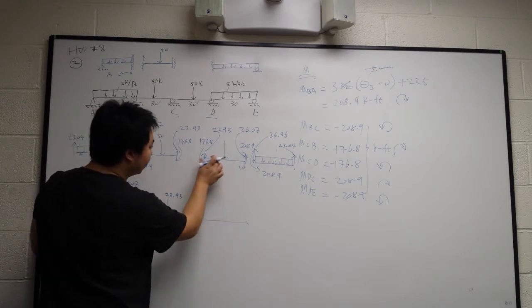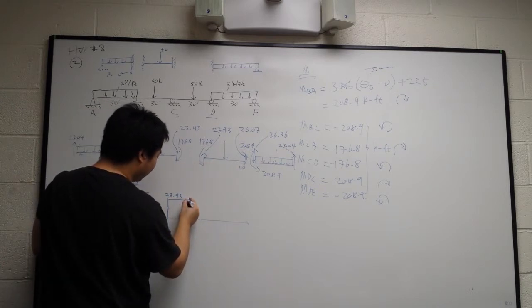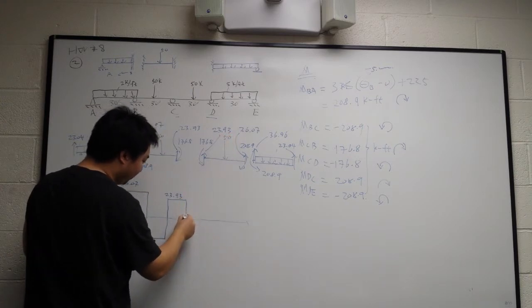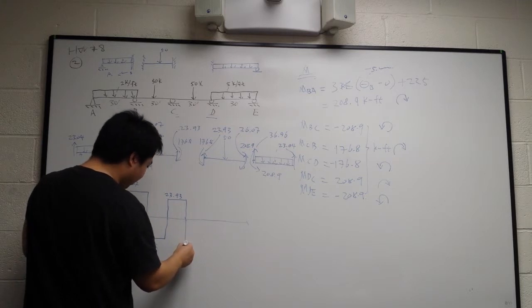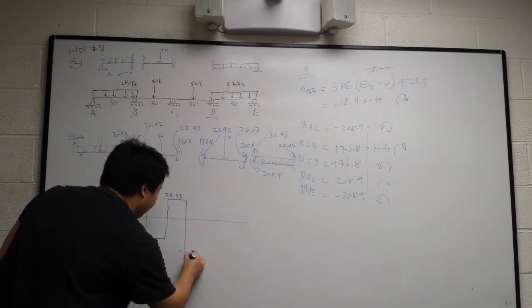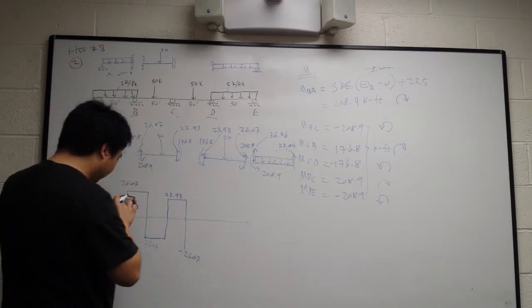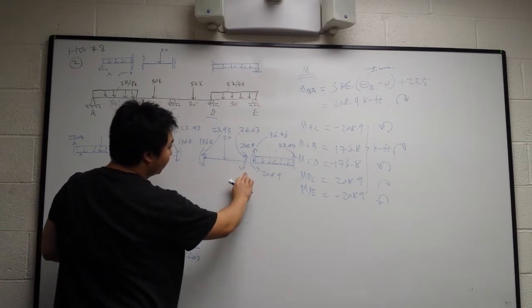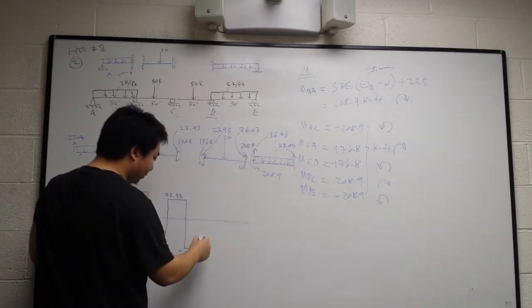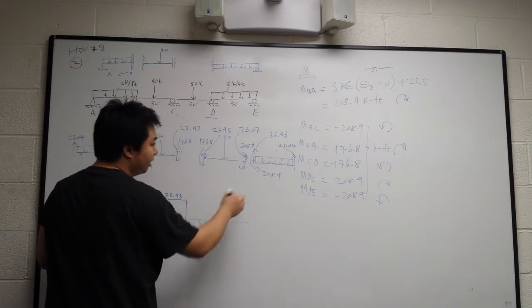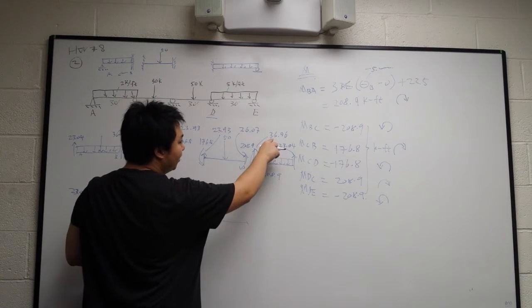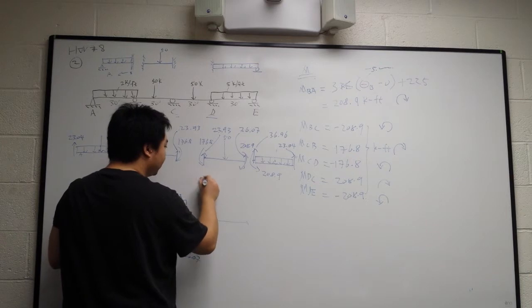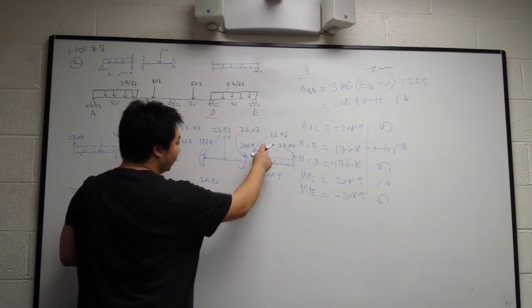And then nothing, so you keep going. At this point, you hit your 50 kick. So you bring it down to negative 26.07. And then you just keep going. At this point, you have 26.07 pointing up, so bring it back to 0. And at the same point, you have 36.96 going up, so it brings it up to 36.96. And for this one, you have distributed load.